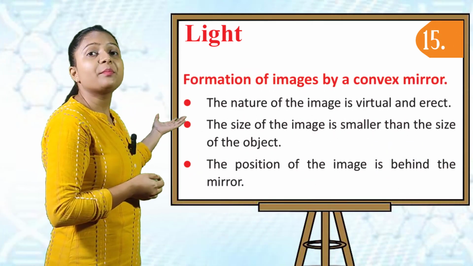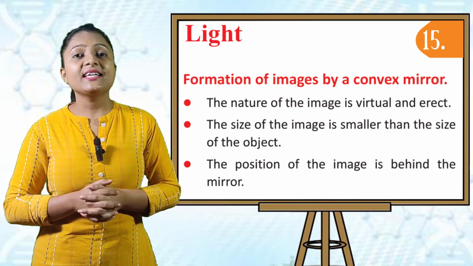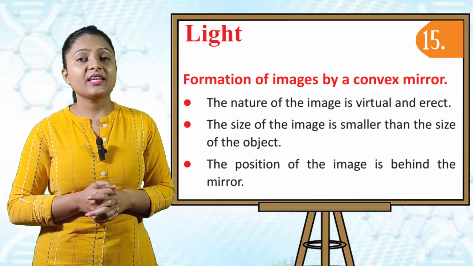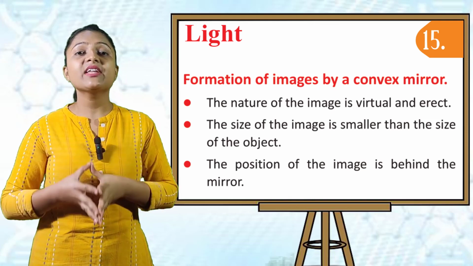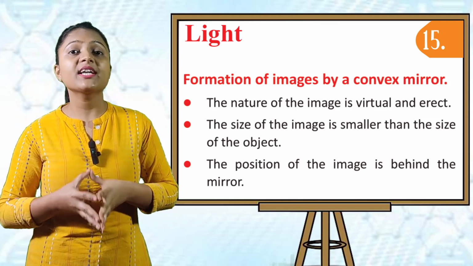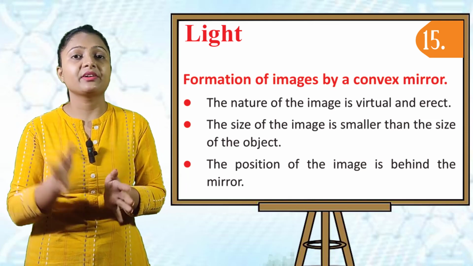Formation of images by a convex mirror. Now let's see जो भी images convex mirror से बनती हैं वो कैसी होती हैं. The nature of the image is virtual and direct. The size of the image is smaller than the size of the object. The position of the image is behind the mirror.